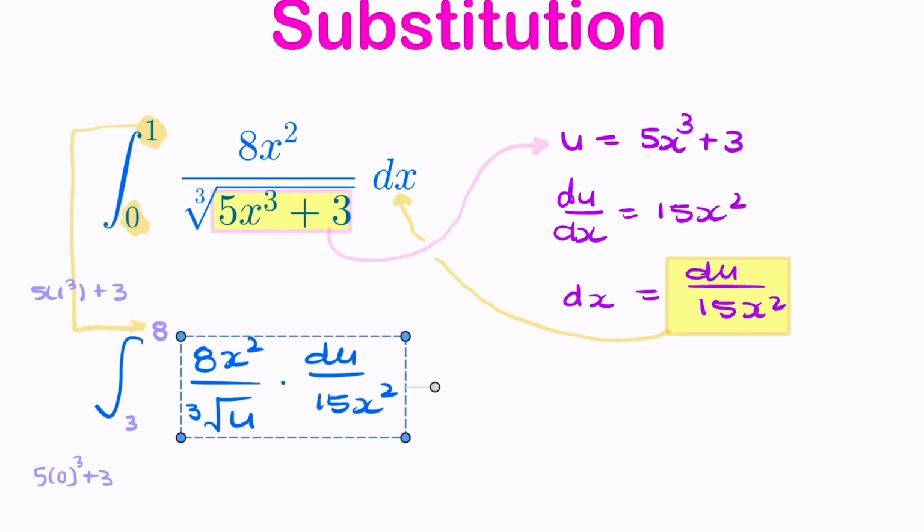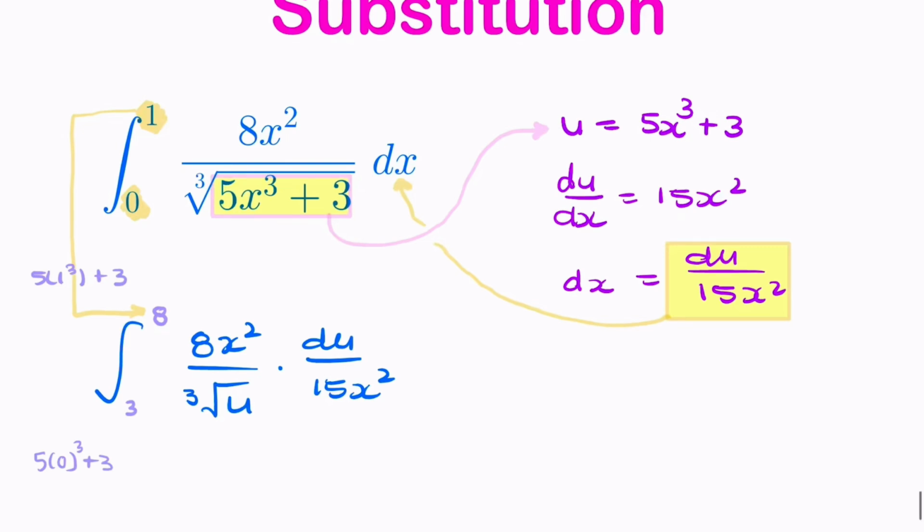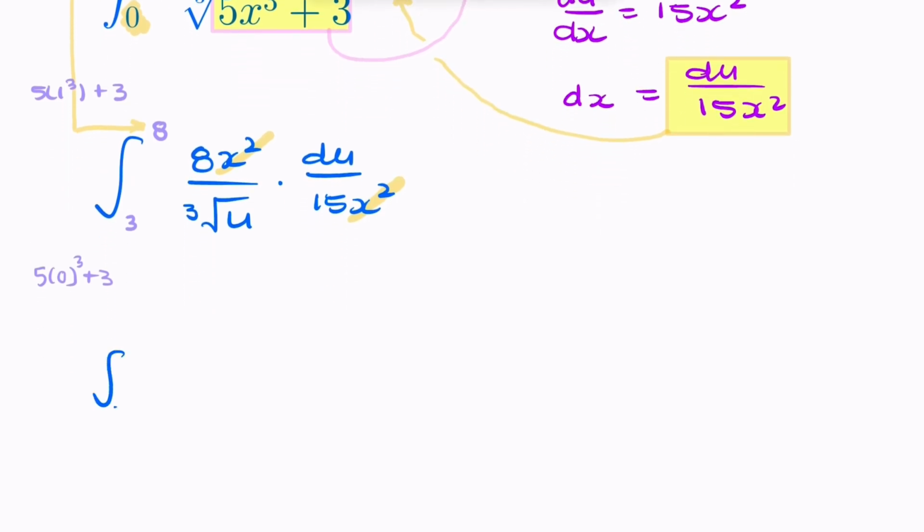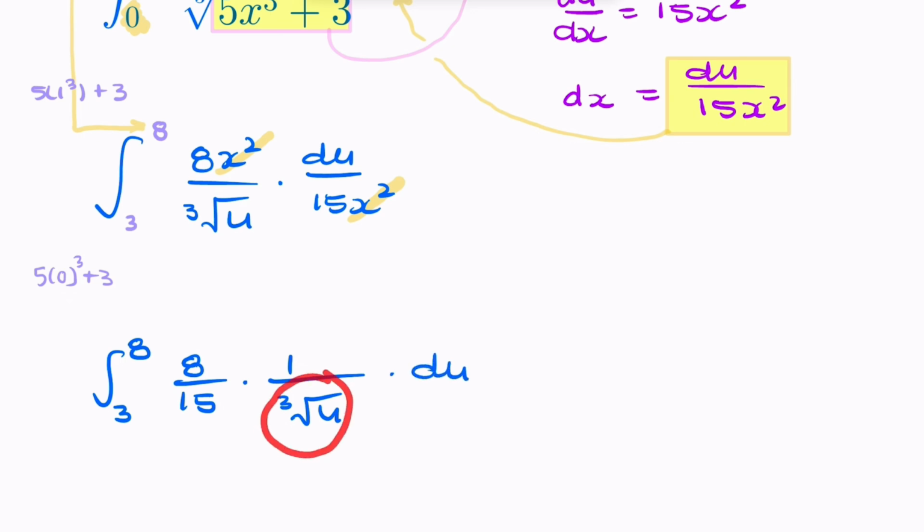So now my integration's almost ready. What remains is to notice that this x squared cancels with that x squared. So I can now write my integration as the integration from 3 to 8 of 8 divided by 15 times 1 over the cube root of u du. Now, the cube root of u is simply u to the power 1 over 3.